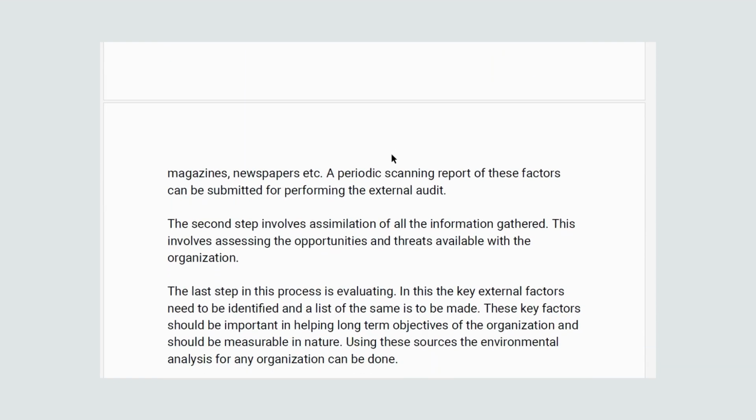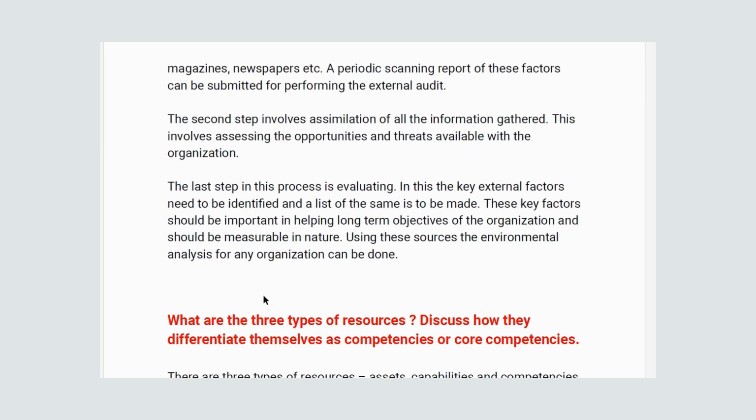The last and final step in this process is evaluating. Evaluating what they have found is the last step. In this, the key external factors need to be identified and a list of them made. These key factors should be important in helping the long-term objectives of the organization and should be measurable in nature. So using these sources and these steps, environmental analysis can be done for the external environment.